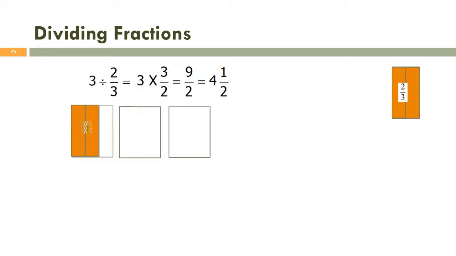I can fit it 1 time, and here it can be tricky, because I need to be drawing my students' attention to the fact that this is a different unit. So I need another piece of this size. And what's the fraction of this piece? It's 1/2 actually of this 2/3.